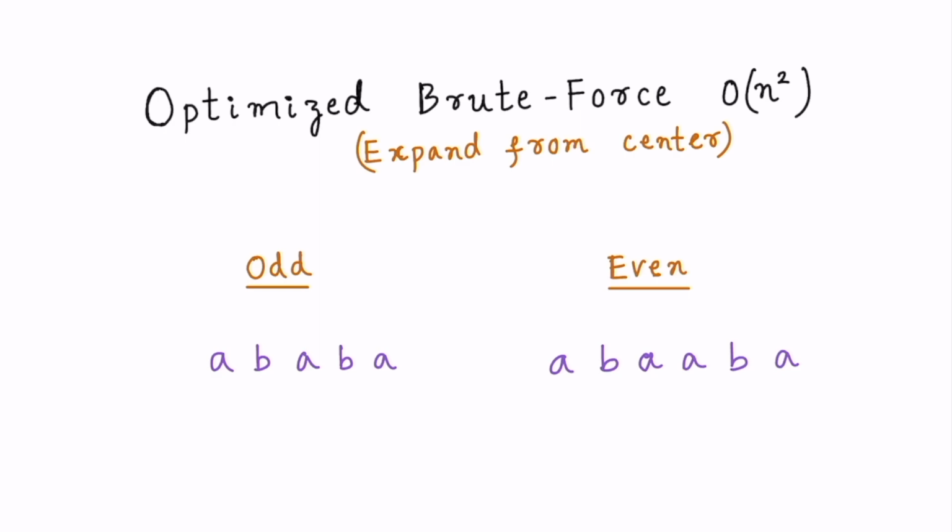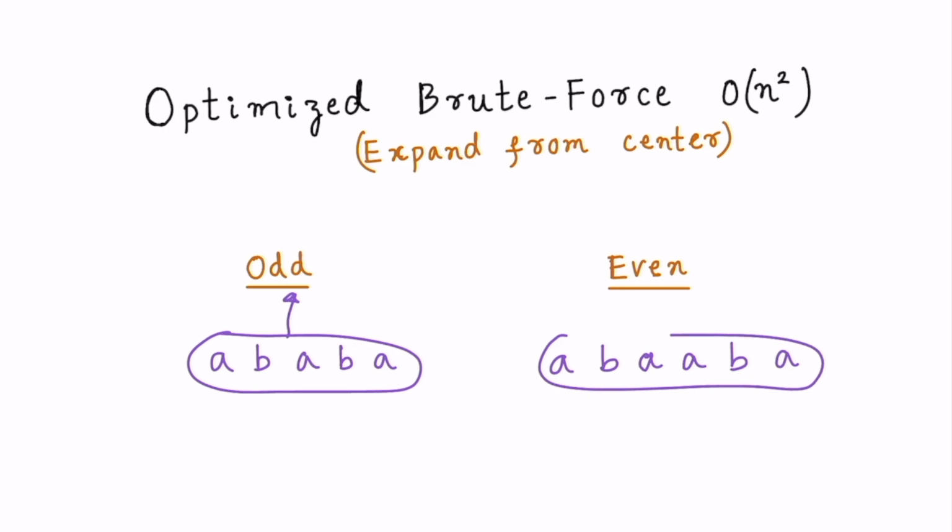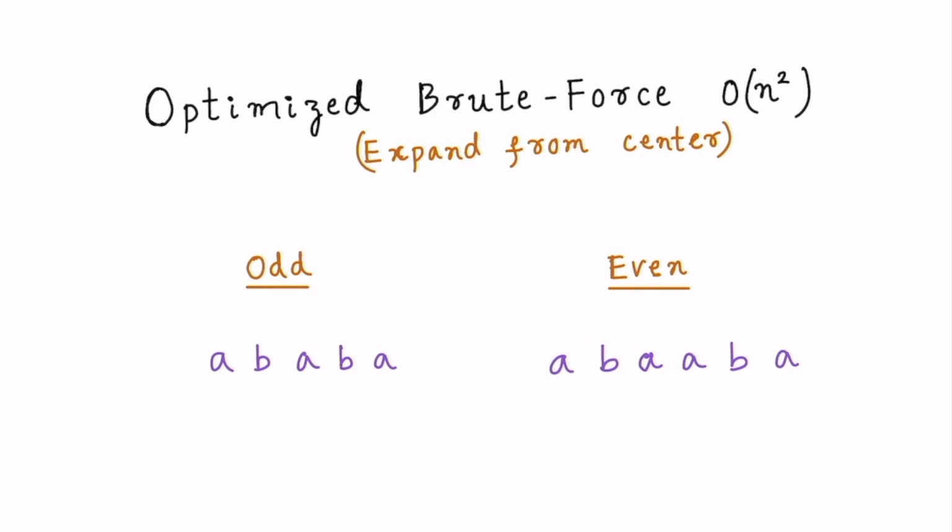There are two types of palindromes. One is a palindrome of odd length, and the other is a palindrome of even length. For example, this palindrome of length 5 is an odd palindrome, and this palindrome of length 6 is an even palindrome. Let's consider odd palindrome first.